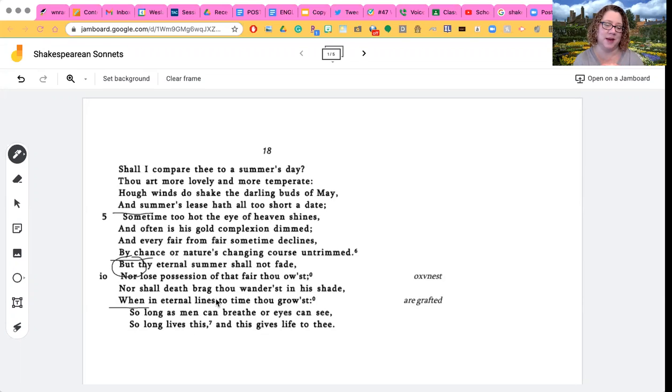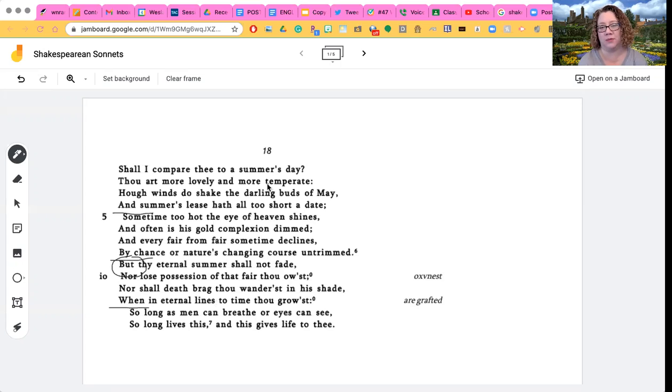So long as men can breathe or eyes can see, like so long as people are alive and they can read this poem, then your beauty will live on. This poem and your beauty will live on. And so you're never really going to die, and I'm capturing you in this moment of your perfect qualities, right? Any questions on that poem before I have 5 that I want to talk about a little bit?